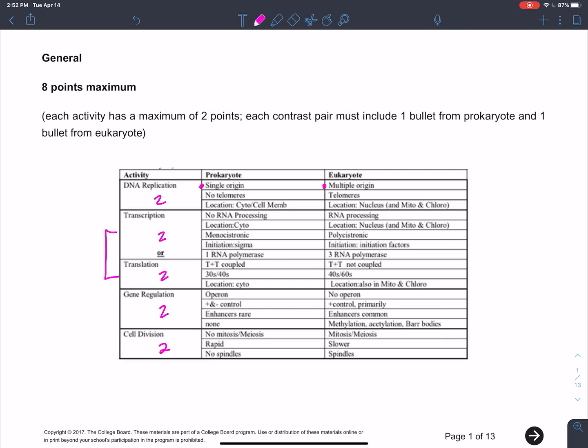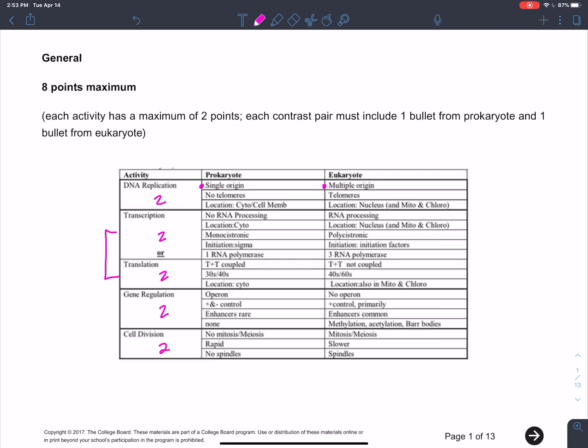Now in translation, this is going from RNA to protein. I was very happy to see most people's, or at least quite a few of you, got that transcription and translation are one process in the prokaryote. They feed one from the other, and that they are separated in the eukaryote. The next part, 30S-50S and 40S-60S, those are the subunits of the ribosomes. The ribosome structures are different in prokaryotes and eukaryotes, and we did cover that.